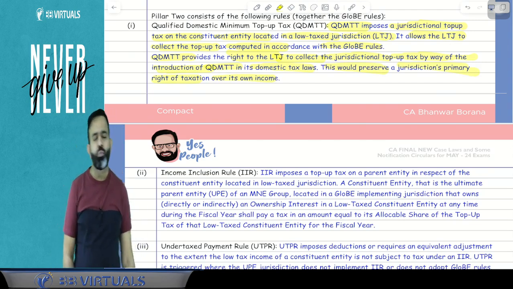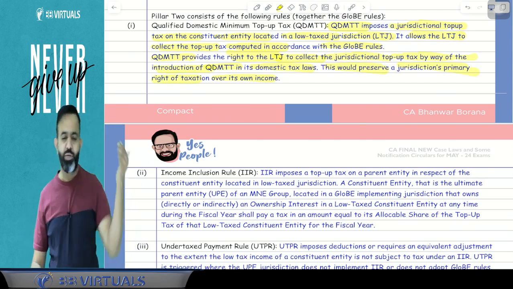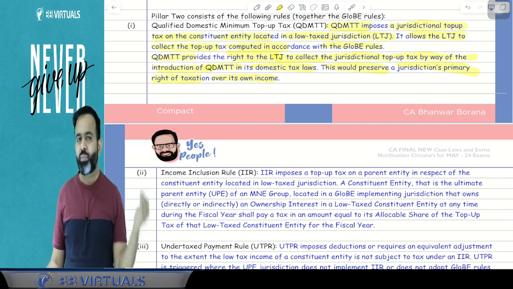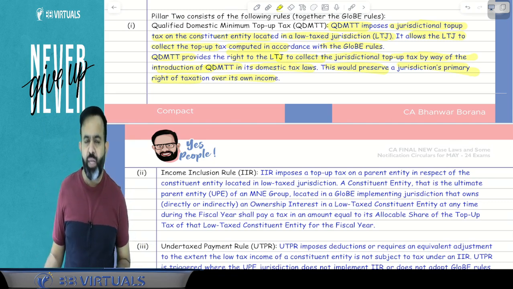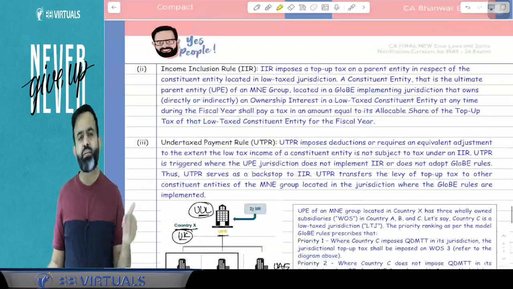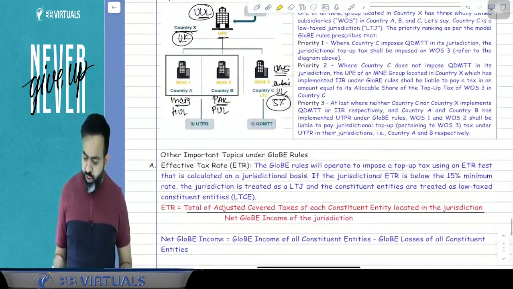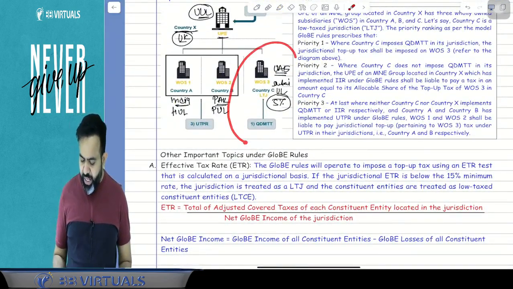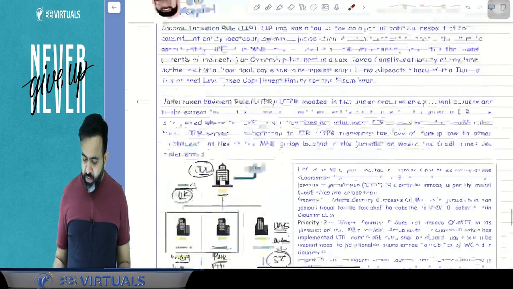So basically here Dubai will charge 10% more tax because they are charging 5%, but as per Pillar 2 and the GloBE rule, the minimum tax should be 15%. So they are charging 5% tax, and the 10% top-up tax charged by Dubai only will be known as the QDMTT, the qualified domestic minimum top-up tax.